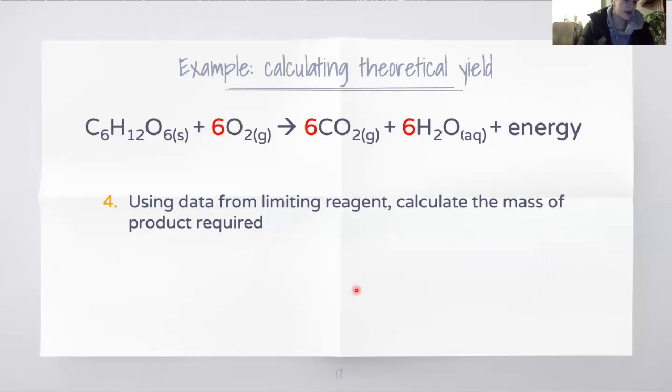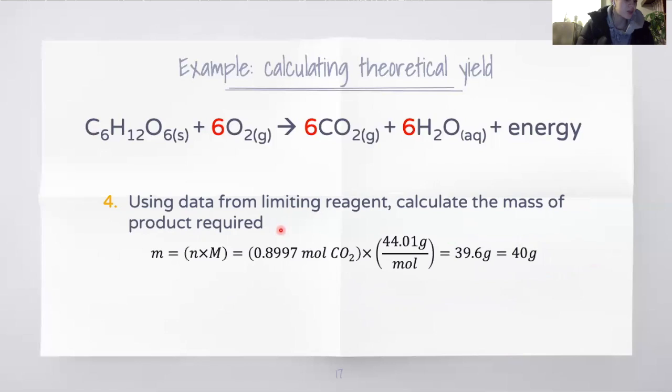The final step is to go back to the mole formula and rearrange it to find the mass. We multiply the moles of carbon dioxide, which we just calculated in the previous step, by the molar mass of carbon dioxide, which can be found using the periodic table, to obtain a mass of 39.6 grams, which will be rounded to 40 grams to maintain the two significant figures.